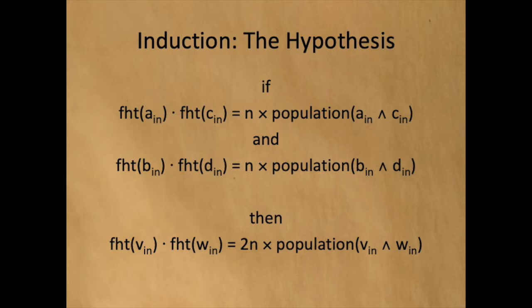We will show that if it works for vectors of size n, then it also works for vectors of size 2n. And specifically, we will show that if it works for vectors an and cn, as well as for vectors bn and dn, then it will also work for vectors vn and wn.